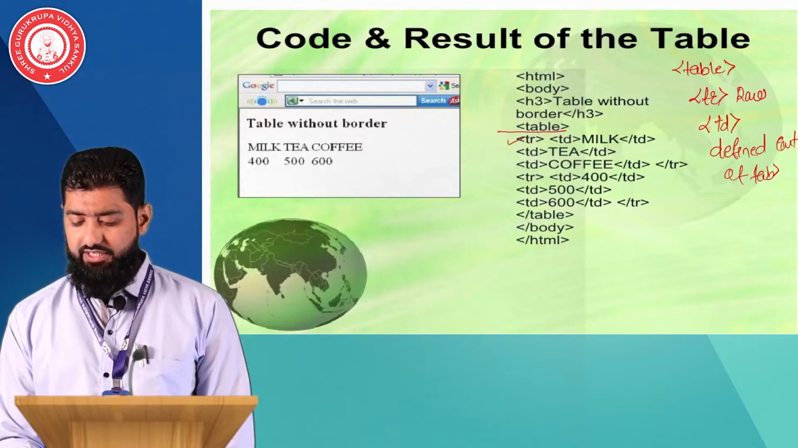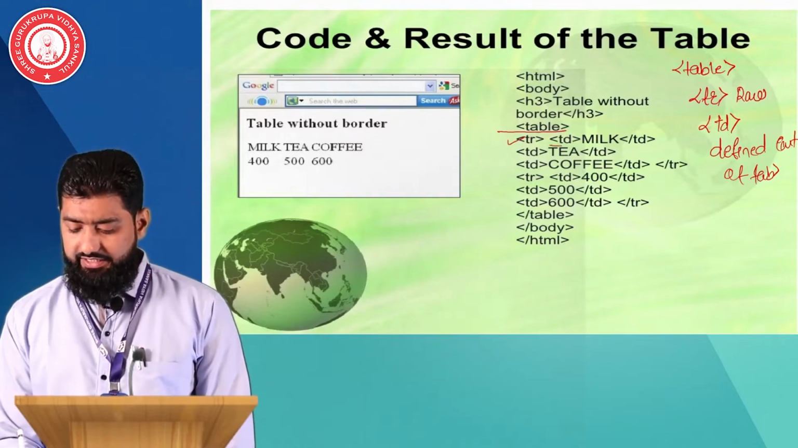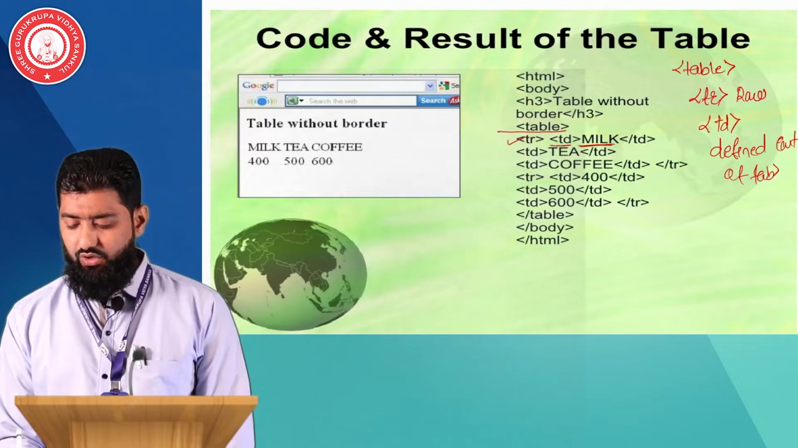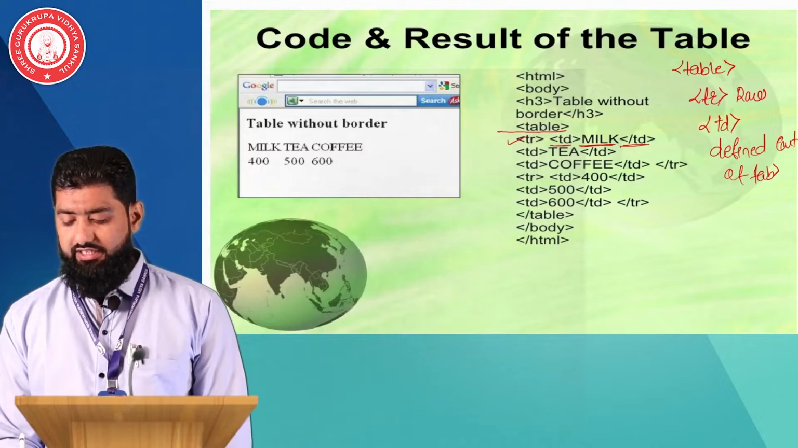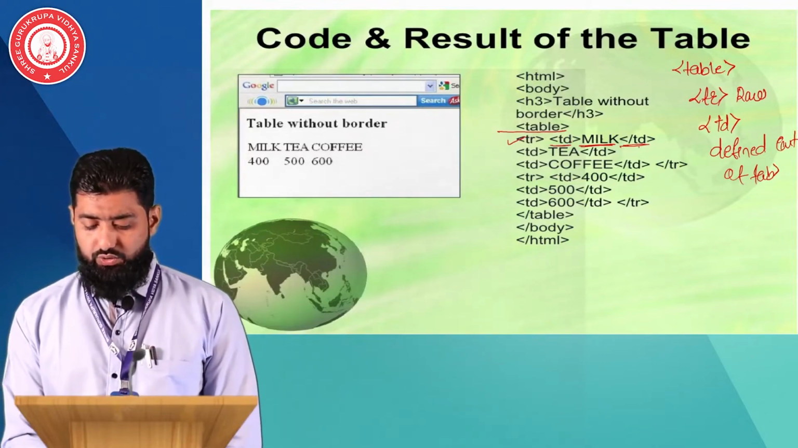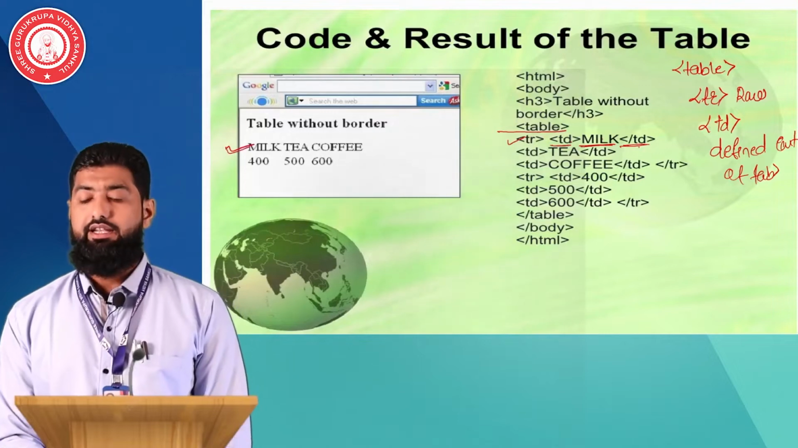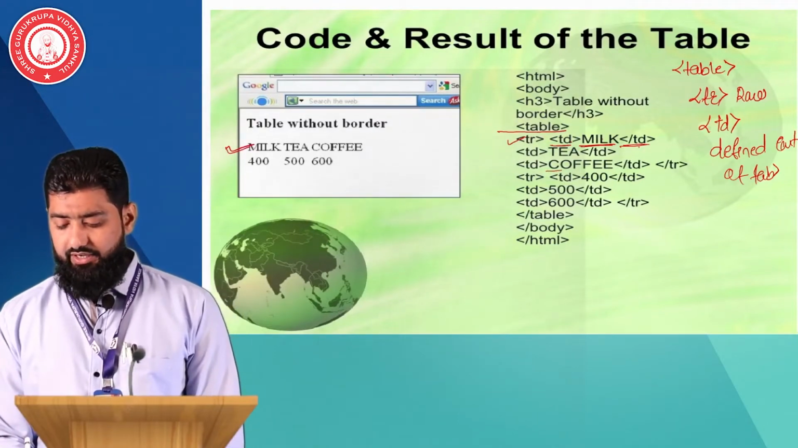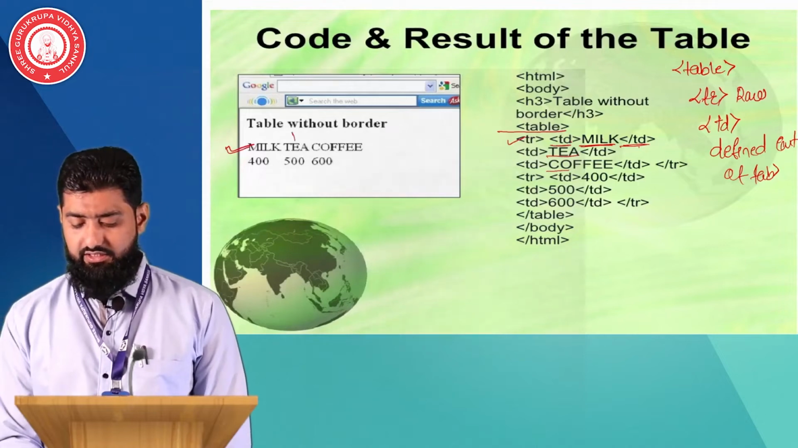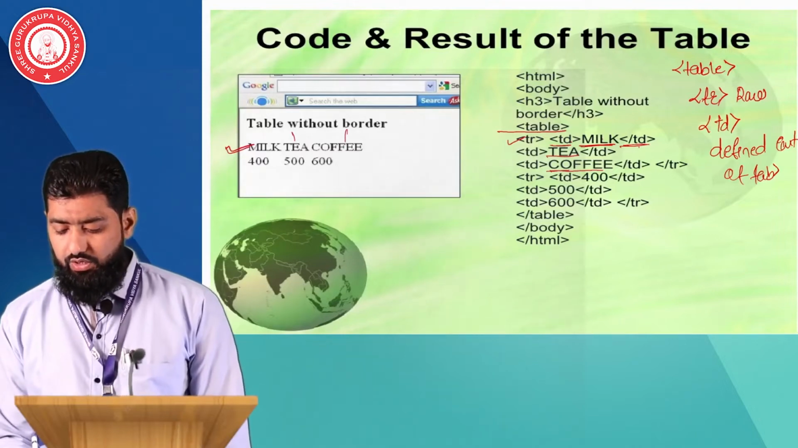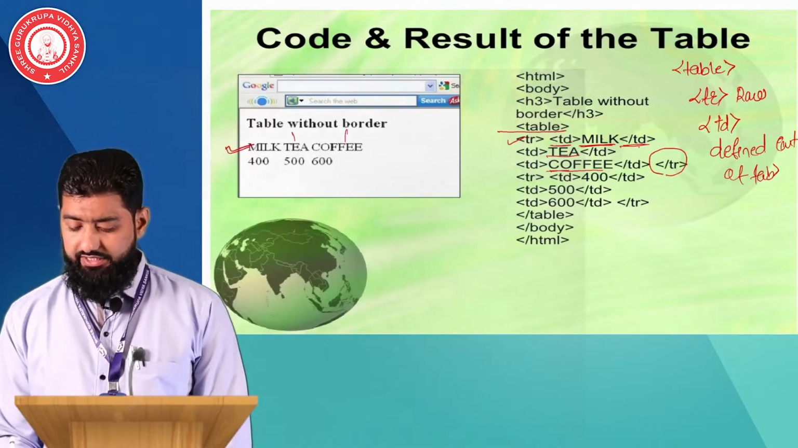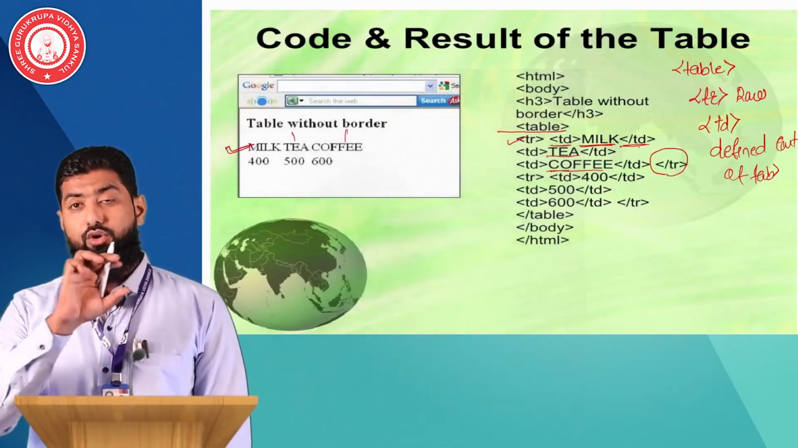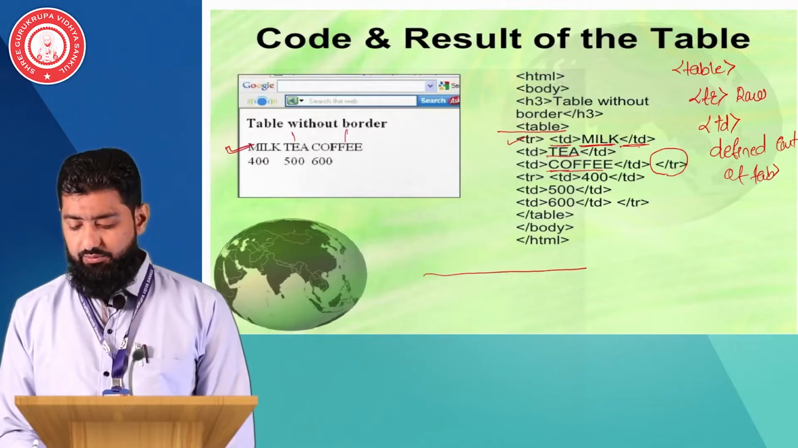After that we have a tr tag, and after that td. This td means content of the table. In td we have mentioned milk, so this milk will be shown in the table. After that we define tea here, and after that we define coffee here. After defining these three things, we close our td, and the first row is completed.